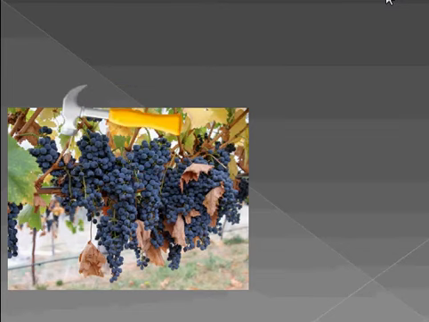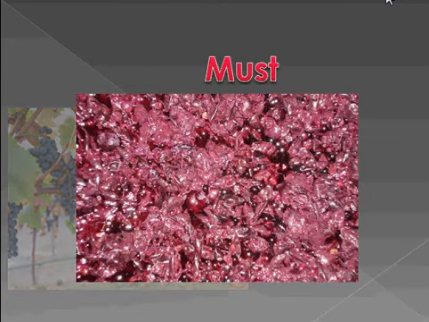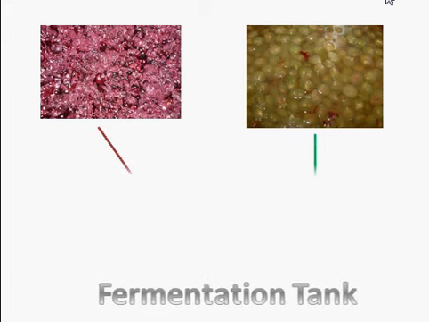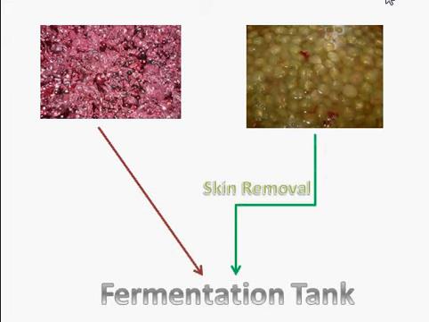The first step in the winemaking process is to harvest and crush the grapes into a mixture of juice and pulp called must. At this point, must that will become red wine is immediately filled into the airtight fermentation tanks, while must that will become white wine is filtered to remove the skins before entering the container.